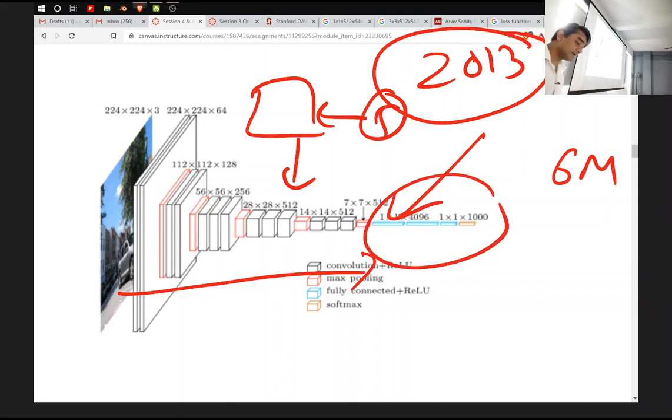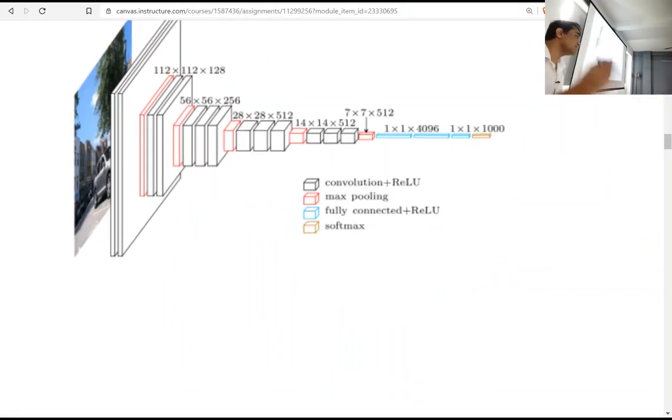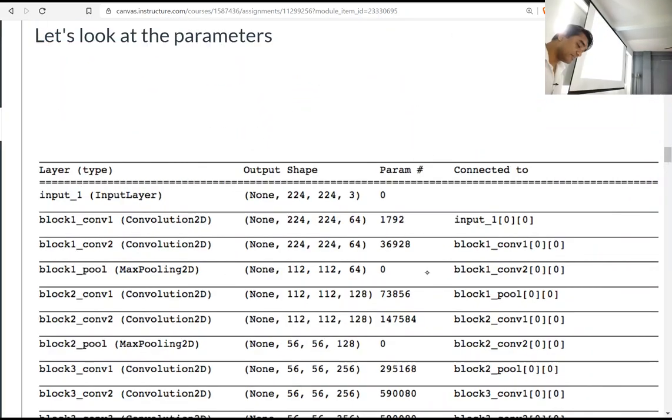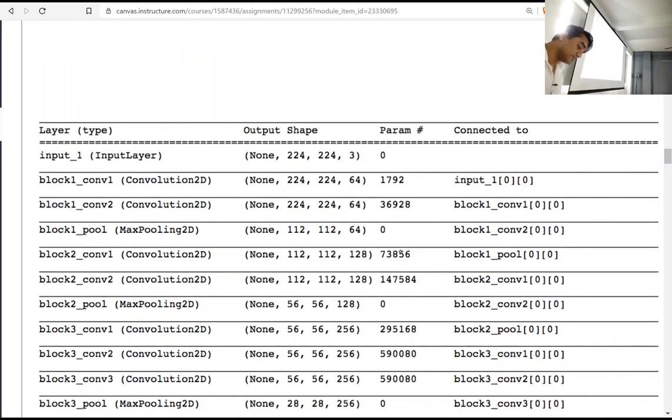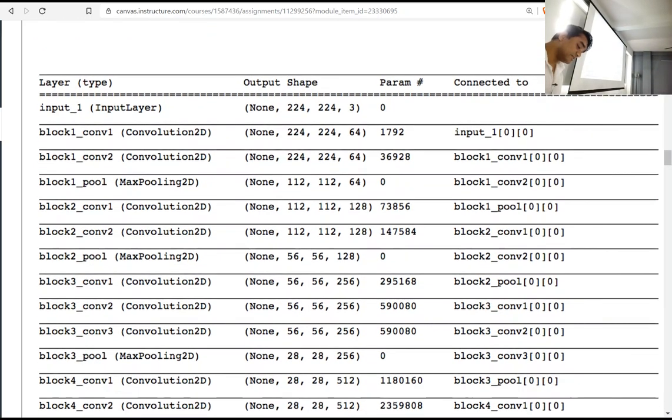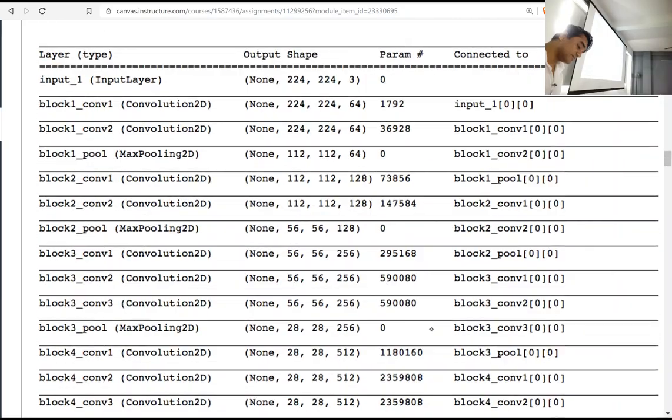So they added a fully connected layer. Now let's see what happened because of that. First thing which happened was that they came second. GoogleNet was the first one, which is the inception architecture. They came second. And let's look at the parameters. Now when you're adding 3x3 convolutions, look at the number of parameters you're adding. 36,000, 73,000, 147,000, 200,000, 500,000, a million and so on, right?